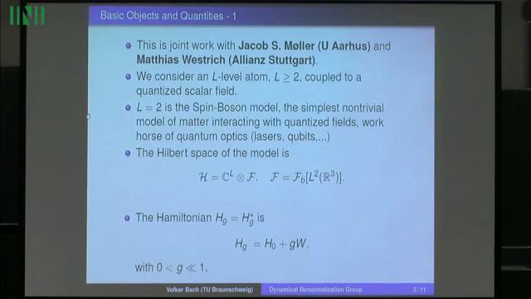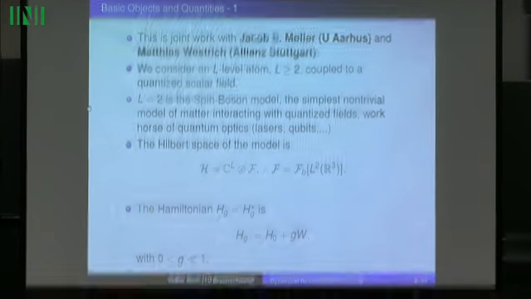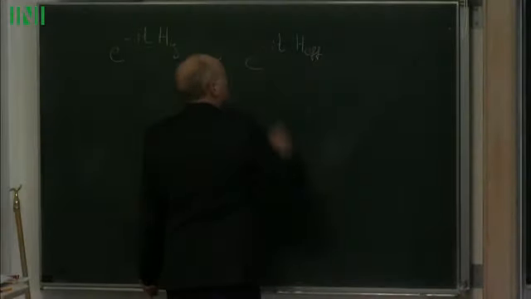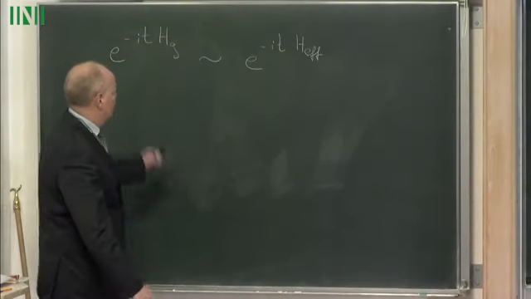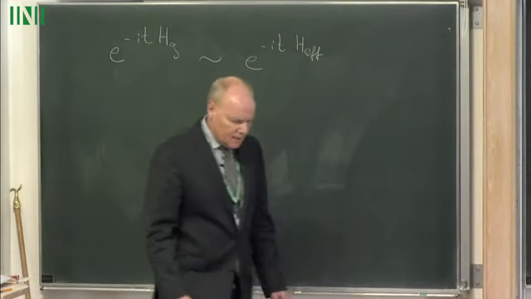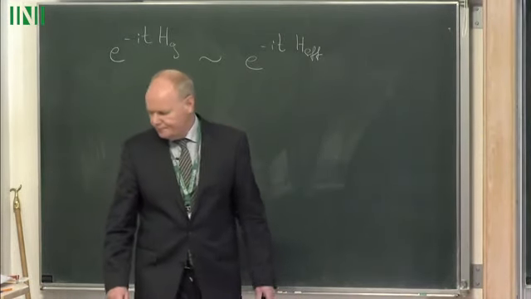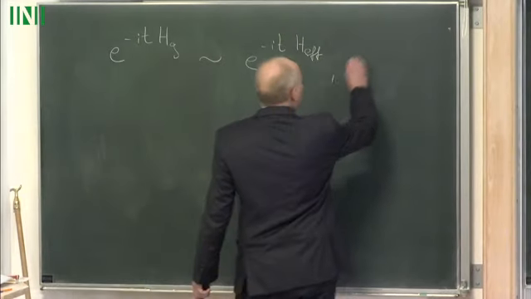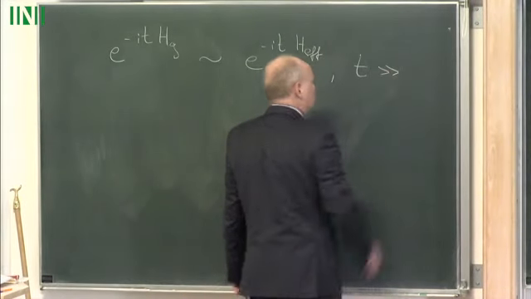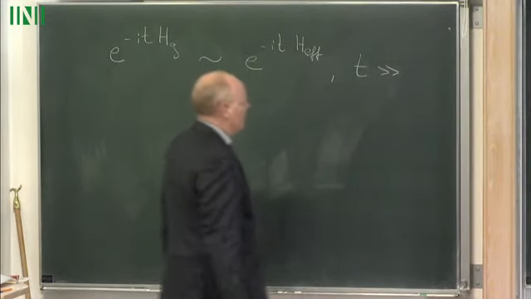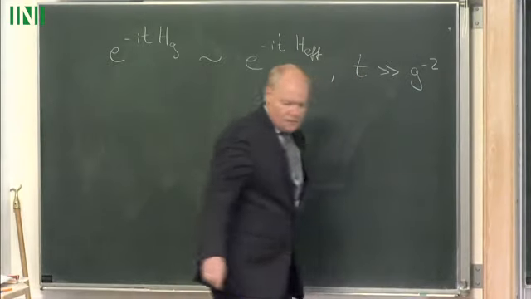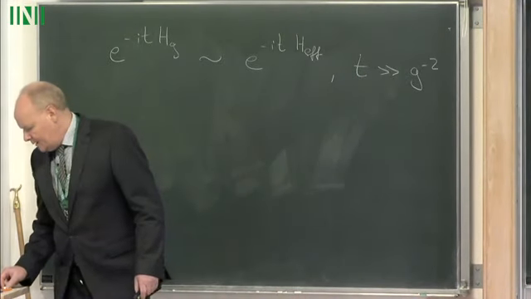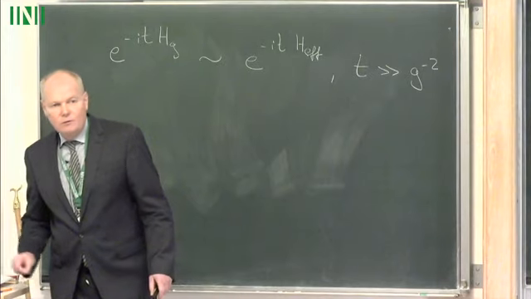relate this for large times to some effective and simpler Hamiltonian that acts, for example, on a smaller subspace of the original state space, or has a simpler structure, or both. So this is for times that are very large, and in fact times that are large even compared to the inverse squared of the coupling constant here, and that is what is in the title meant by the Van Hove timescale.